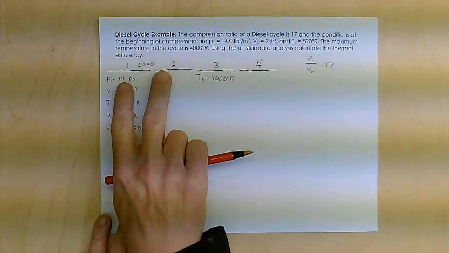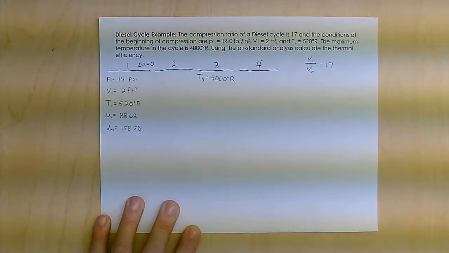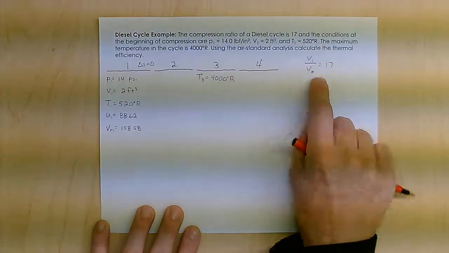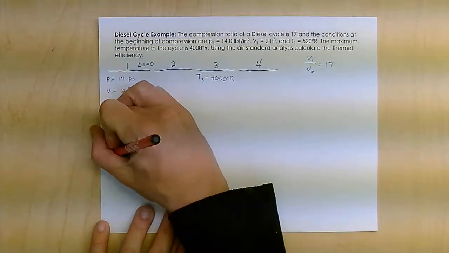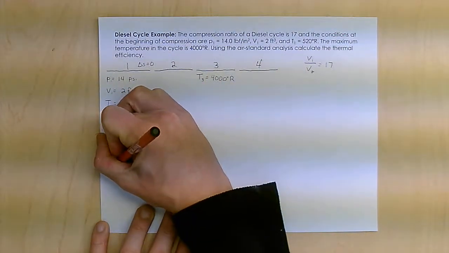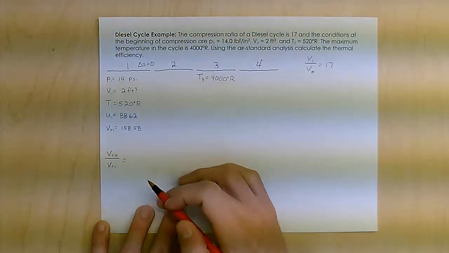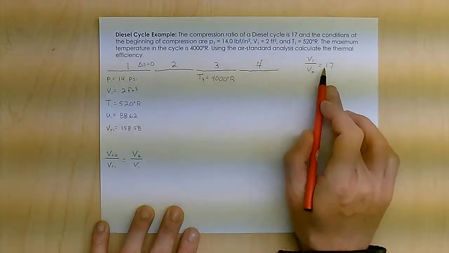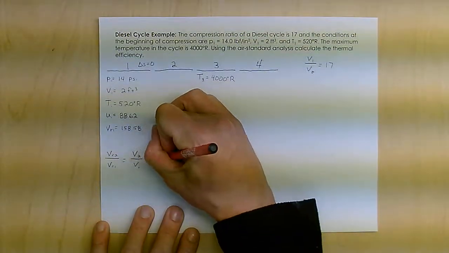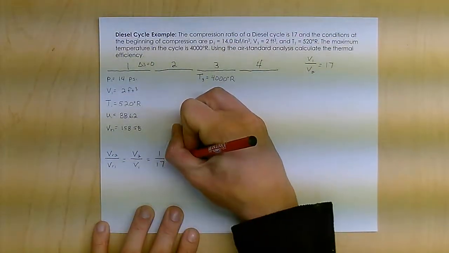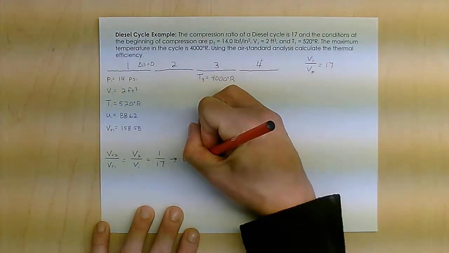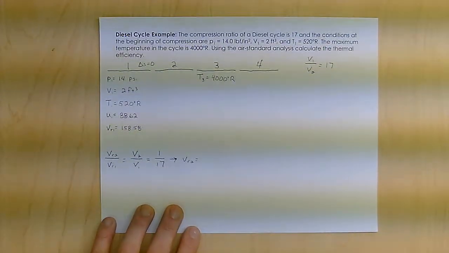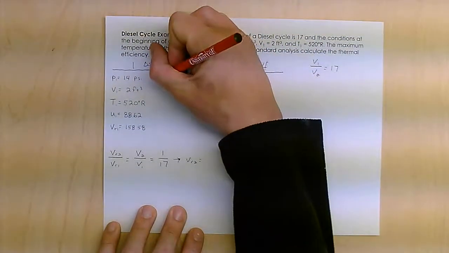Now, because this is isentropic, I get to use the relative volume and the fact that I know my compression ratio. I can find my relative volume at state 2 by taking the relative volume ratio equal to the actual volume ratio, which is 1 over 17 here. So from that, I can calculate VR2 knowing VR1. It's going to be 1/17 of that, and VR2 then becomes 9.3282.